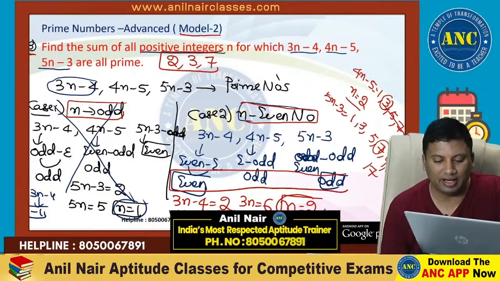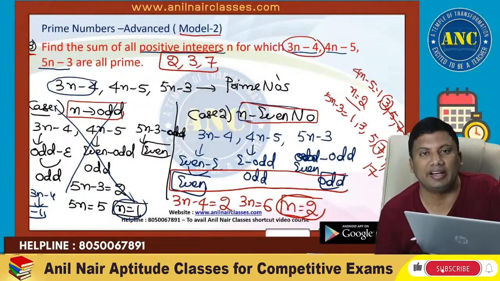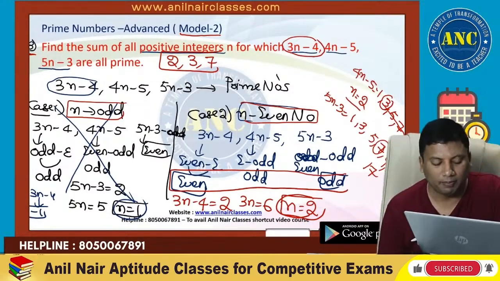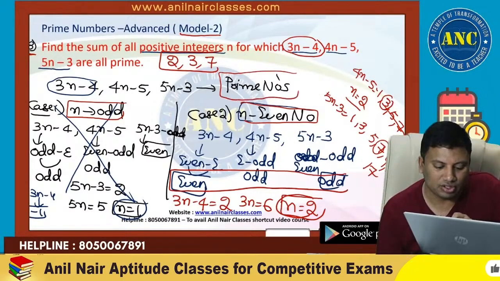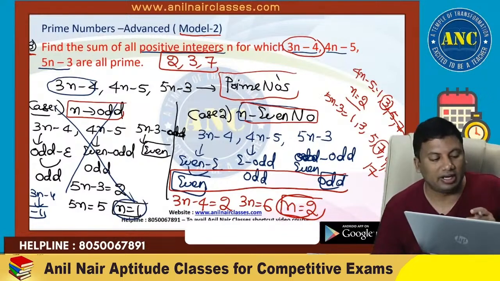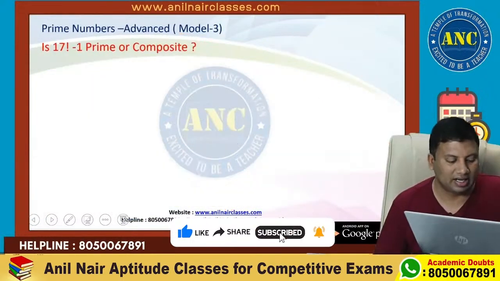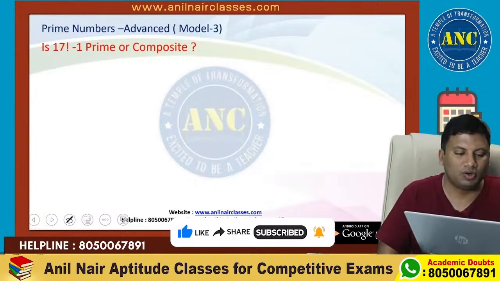If n is 4, 3 fours are 12, 12 minus 4 is 8. 8 is an even number, but it is not a prime number. All three values should be prime numbers. Very, very good, high quality questions, we are going to discuss them in the class. I hope the idea is clear. Next one. Another good question, sir.